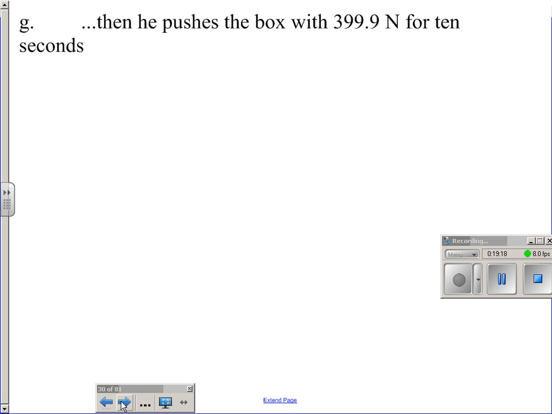I think this might be the last slide. If it's not, it's pretty close. So now what's happening is the box is still moving at a velocity of 4 meters a second.